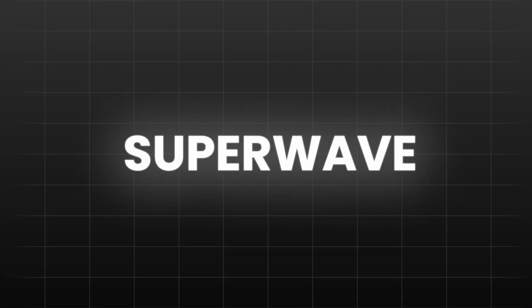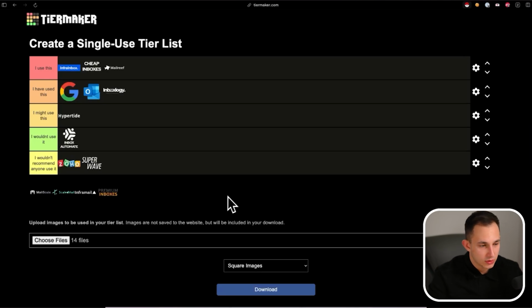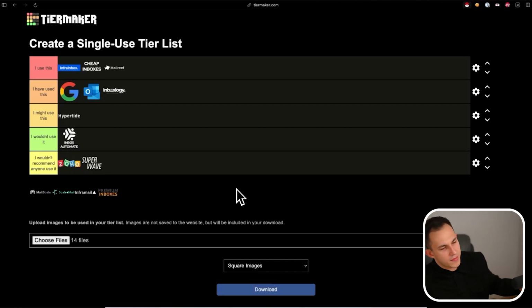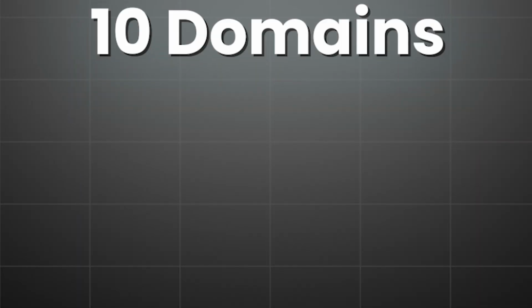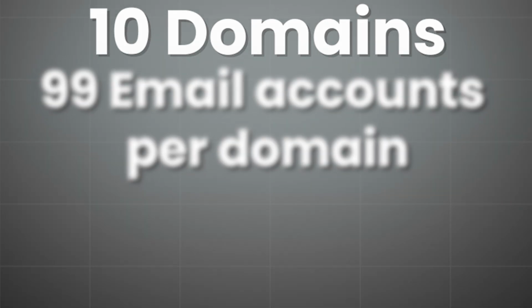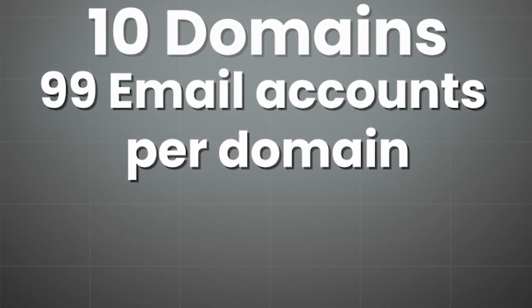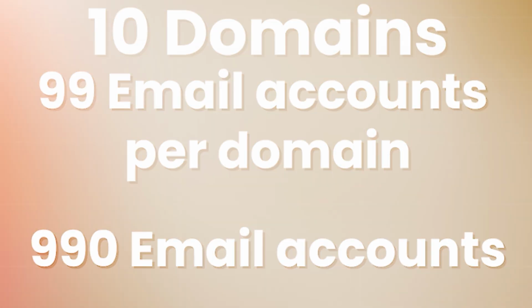Next one is Superwave. These guys are going immediately to I wouldn't recommend anyone use it. For those of you who don't know what Superwave is, it's a private infrastructure provider. They were one of the first companies to do the whole 50 accounts on one domain setup, or 99 accounts on a domain, whatever. About 6-7 months ago, we actually ended up buying Superwave. I believe at the time they had a deal where you would pay for the entire year up front, with annual billing. We paid $5,000 for 10 domains. You were able to set up 99 email accounts per domain, and that was effectively 990 email accounts for $5,000 a year.